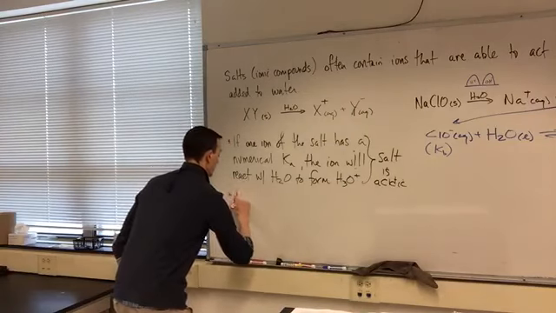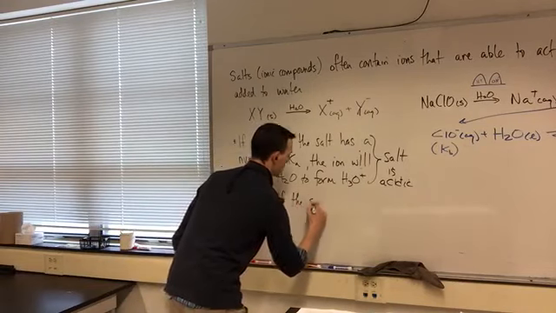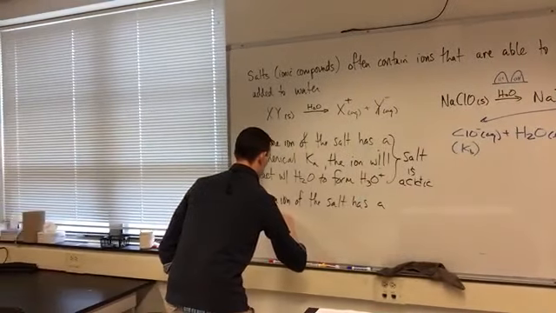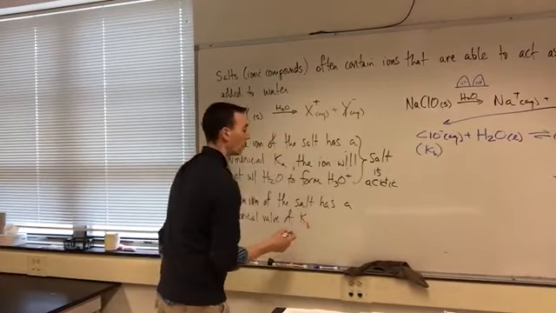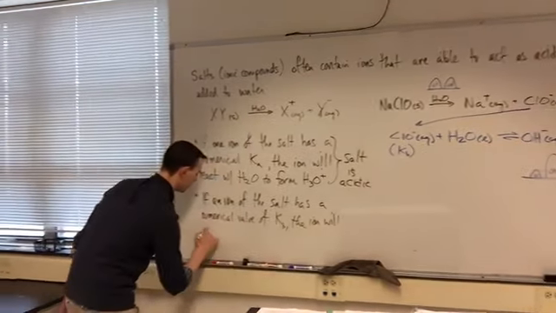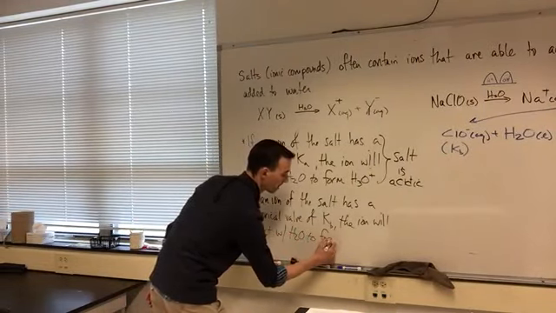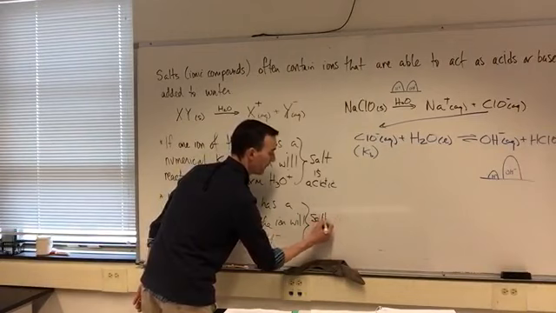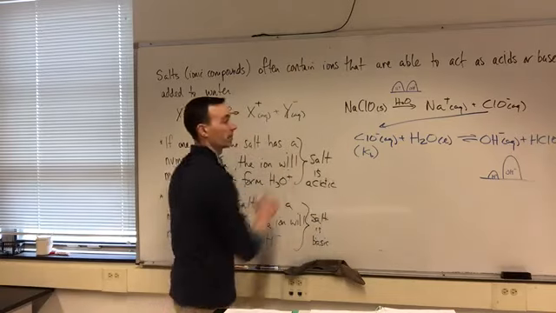On the other hand, if an ion of the salt has a numerical value of Kb, the ion will react with water to form OH minus, and such a salt would be basic, just like sodium hypochlorite over here.